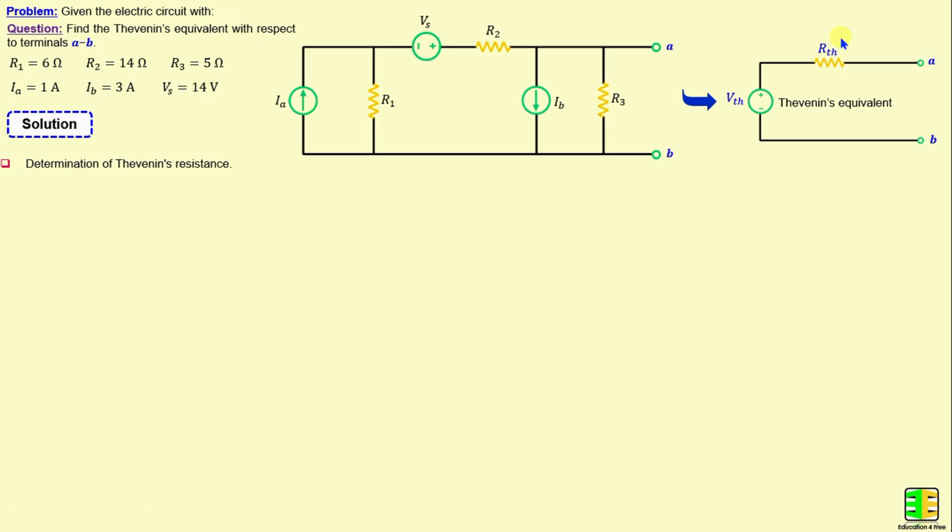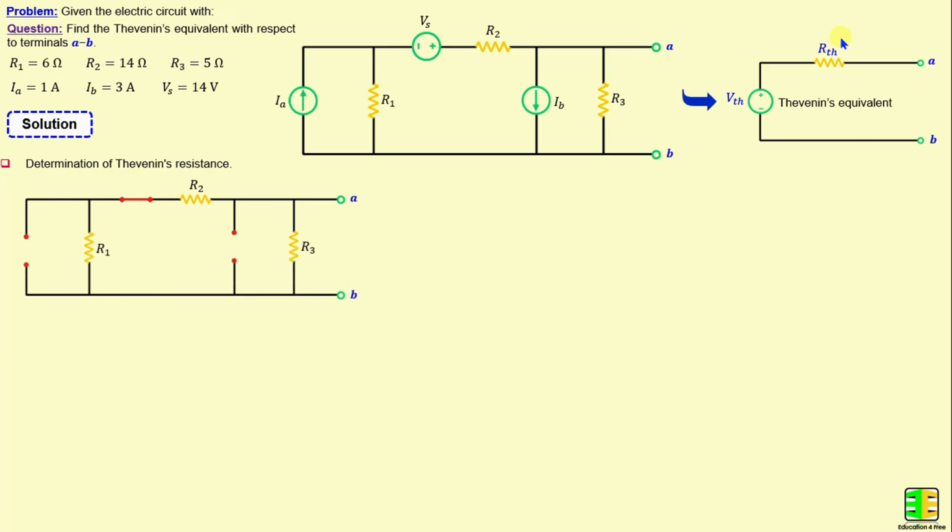This step can be done by removing all independent sources in the circuit, which means the voltage source will be replaced by a short circuit and the current sources will be replaced by an open circuit. The Thevenin resistance represents the equivalent resistance between terminals A and B.